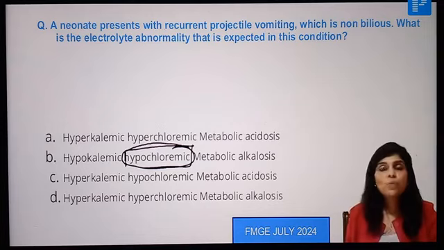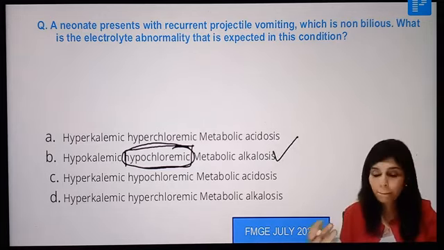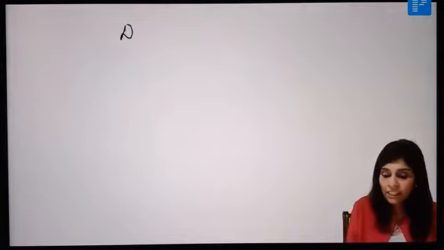So let me tell you, why should projectile vomiting cause hypokalemic metabolic alkalosis? The answer for this question is choice B, but why? It is because when a person is vomiting, there will be dehydration.